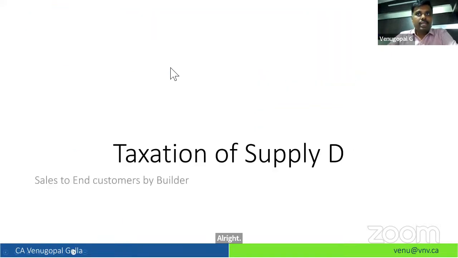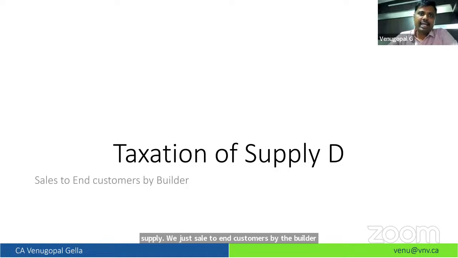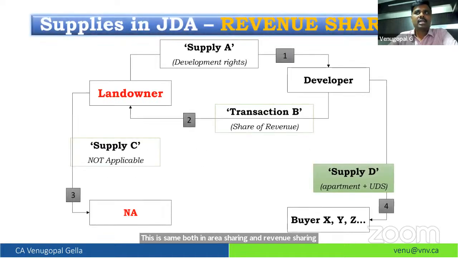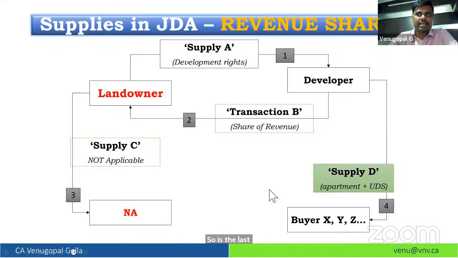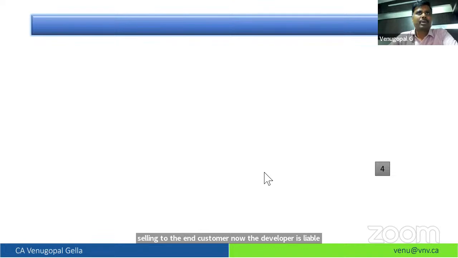Now let's move to the last element, which is supply D, which is sale to end customers by the builder. This is same both in area sharing and revenue sharing. The taxation is same whenever the units are sold to the end customer by the developer. So this is the last leg of supply. So the developer is selling to the end customer. Now the developer is liable to pay the taxation at the appropriate rate.